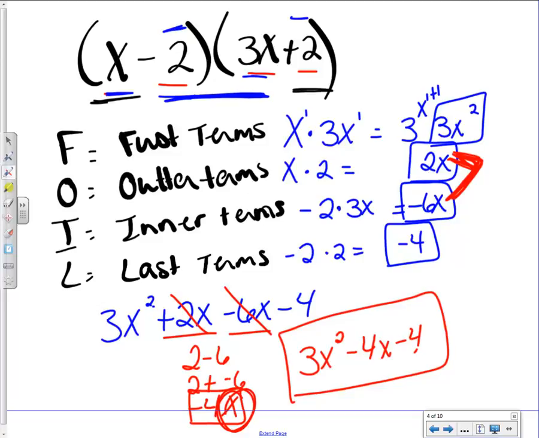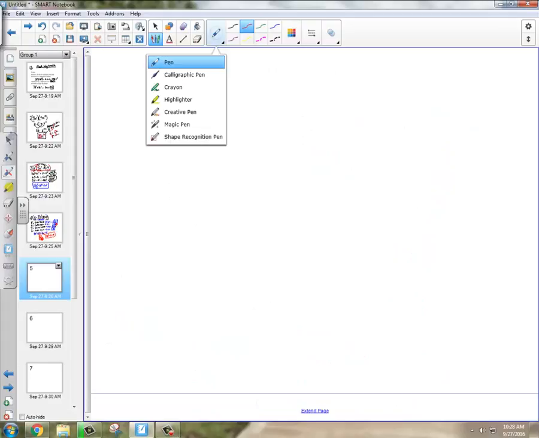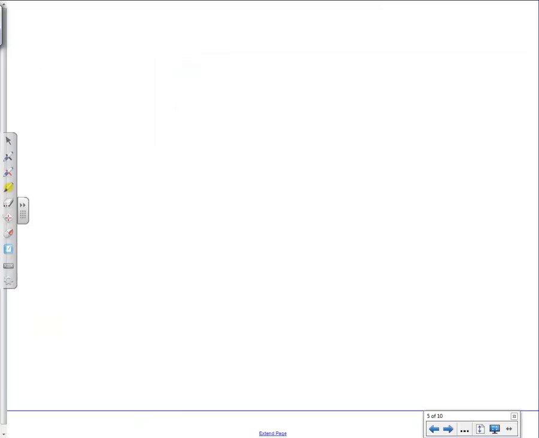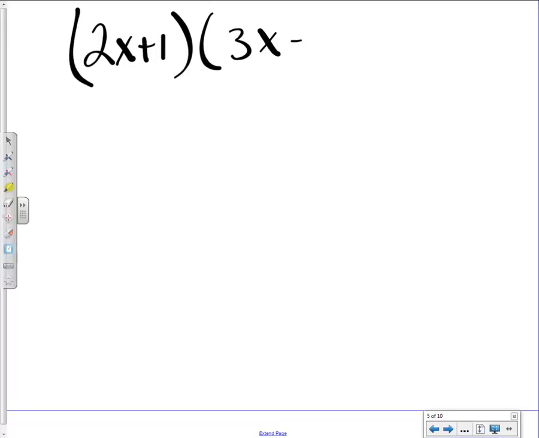All right, let's look at another foiling problem. I will not write first, outer, inner, and last on this next problem, but I will write the FOIL to keep us on track. So this next problem is 2x plus 1 times 3x minus 4. Before we get started on this one, how do I know that I'm going to FOIL and I'm not just going to add things together? Well, I want you to see that between these two parentheses, there is nothing. That means that they are multiplied together.